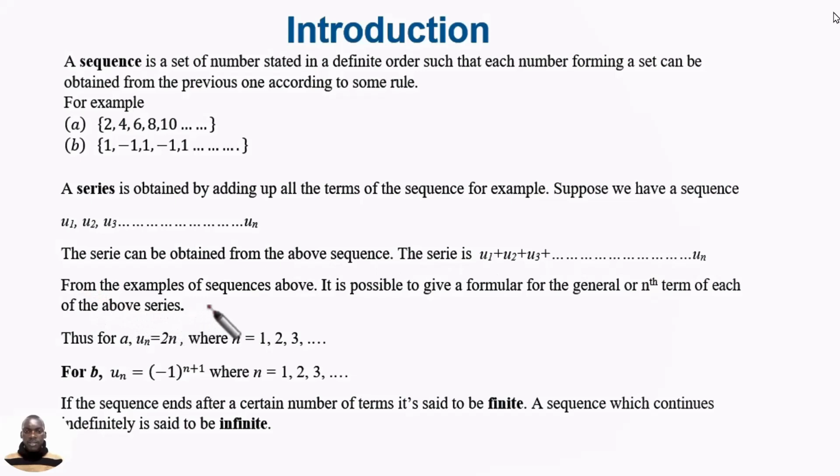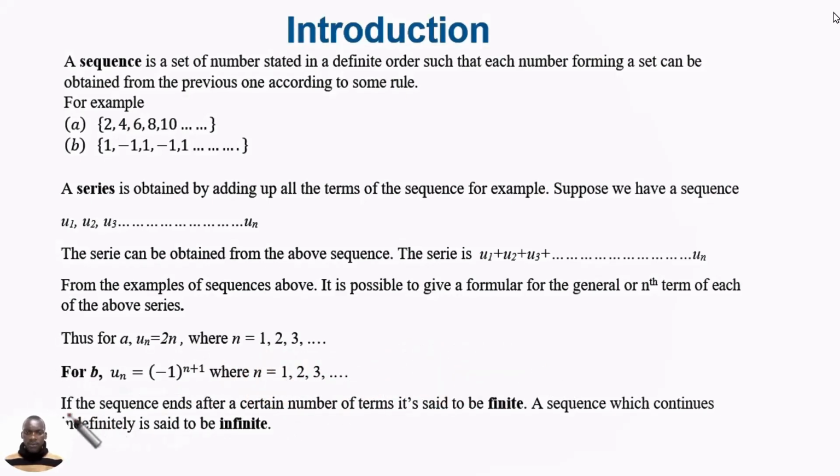From the examples of the sequences above, it is possible to give a formula for the general or nth term of each. For part A, we look at them and see that they are even numbers, so to generate these even numbers we use the formula 2n, where n equals 1, 2, 3 to infinity. Then the sequence in part B can be generated using the formula (-1)^(n+1), where again n equals 1, 2, 3, 4, and so on.